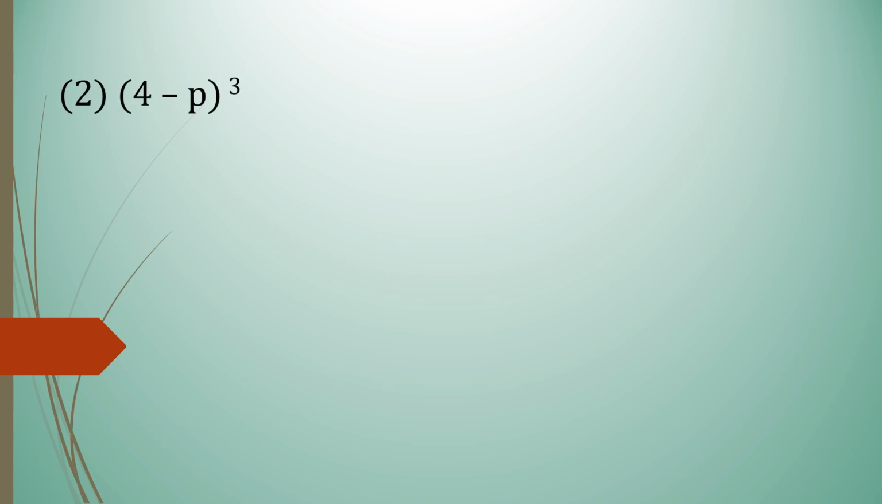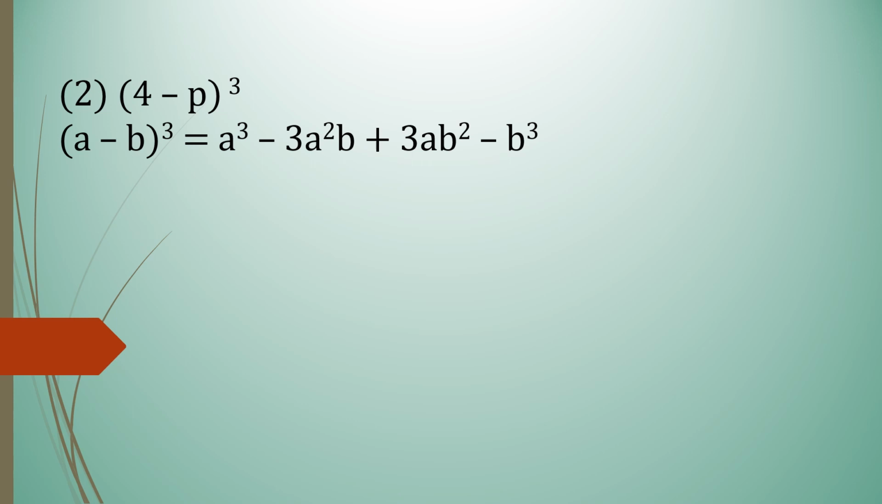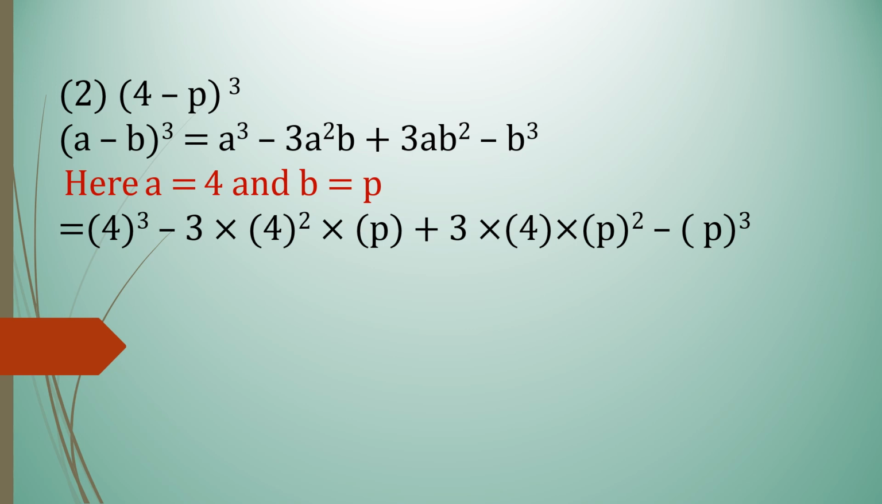What is given in the second question, student? (4 - p) the whole cube. So same, we'll use the formula of (a - b) the whole cube. So here our a is 4 and the b term is p. So we'll write down 4 cube, (4) the whole cube minus 3 into 4 square into p plus 3 into 4 into p the whole square minus p whole cube. Just we'll put the terms in place of a, and b also p. So you'll get this. Then further let's solve.